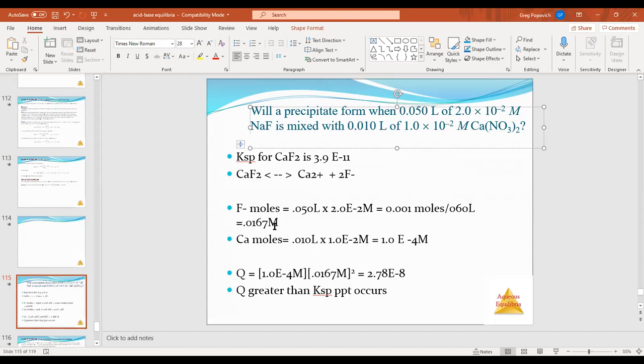Is it 60 liters because that's both of them combined? Yes. Because what happened is I had a solution. I have 50 milliliters of 2 times 10 to the minus 2 molar sodium fluoride that was completely dissolved in the water. I had 10 milliliters of calcium nitrate at a concentration of 1 times 10 to the minus 2 molar. I mixed the calcium nitrate into the sodium fluoride. I now have 60 total milliliters of solution. So that's why I'm dividing it by the 60 at this point.